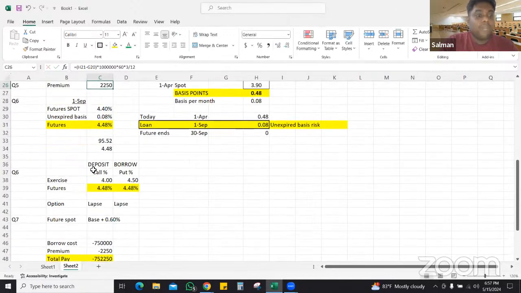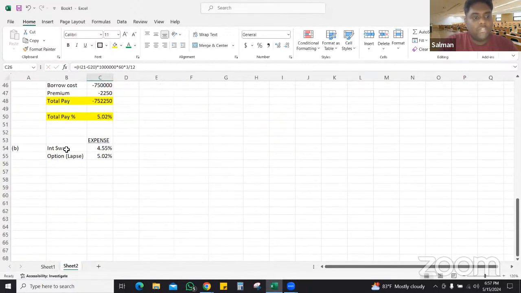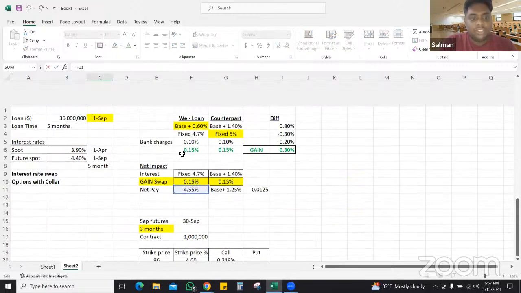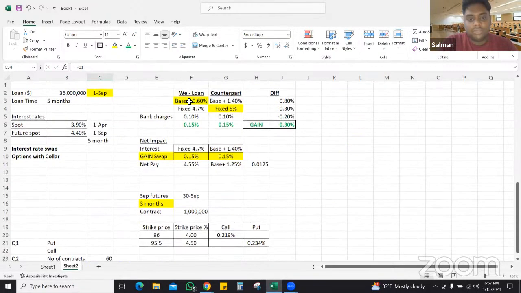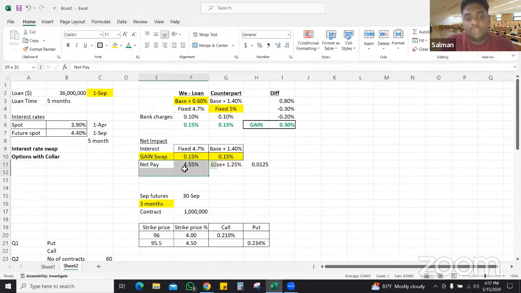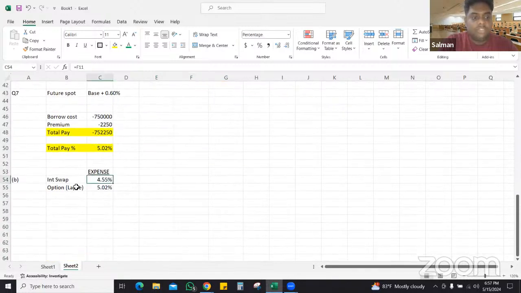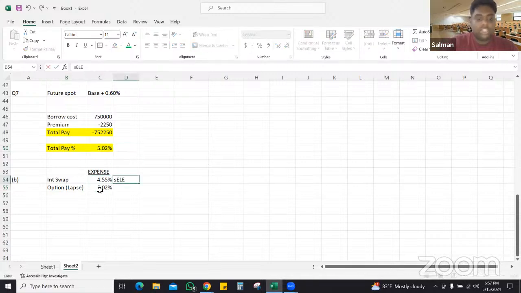This is it. So part B, what do you recommend? If you're going with an interest rate swap, your interest expense is 4.55%. We discussed the fixed rate of 4.7, we'll be having a gain of 0.15. Net pay is 4.55% for us. If you're going for an option, we will not exercise, we'll lapse the option. However, with premium, there will be an interest pay of 5.02%. So you will choose the interest rate swap, the lesser interest expense. This is your part B.